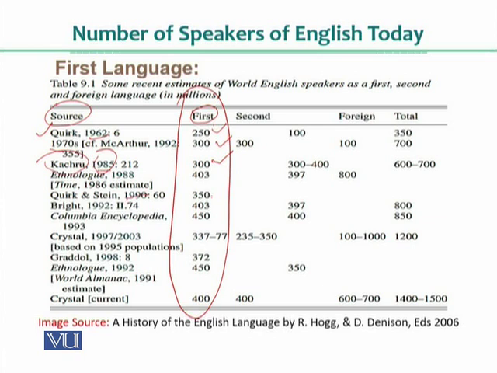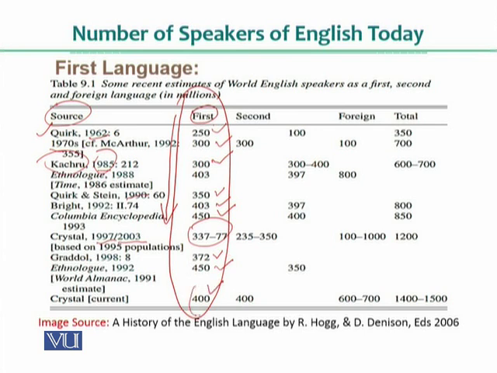Again, 1990, we find records of 350. Bright 1992 says 403 million, whereas Columbia Encyclopedia 1993 makes a claim that the number is 450. What you notice is that with the passage of time, this number is increasing. Crystal 1997 and 2003, based on 1995 population surveys, says that the number is somewhere between 337 to 377. Almost the same kind of claim we notice here, made by Ethnologue 1992, and then World Almanac estimates 450. Crystal's current claim is of 400 million.